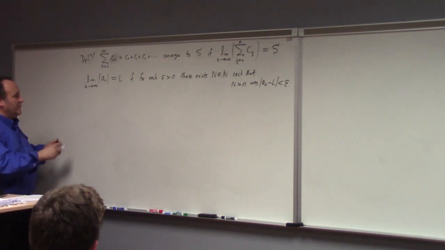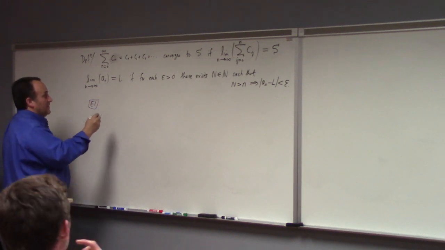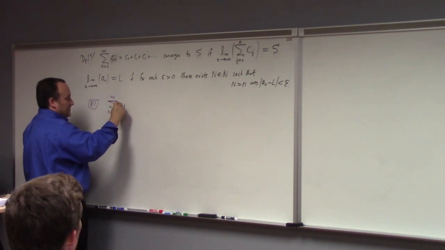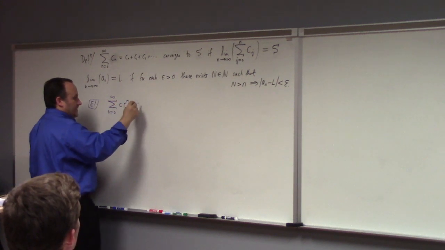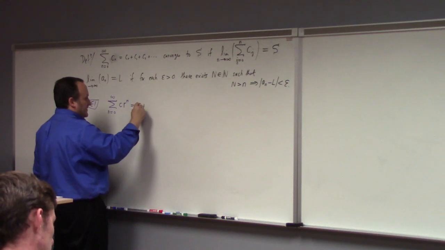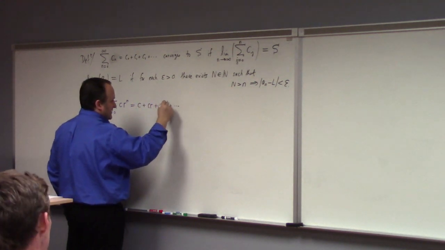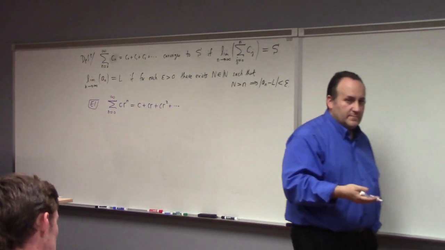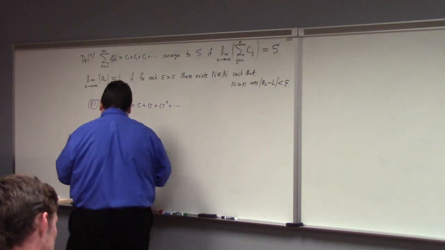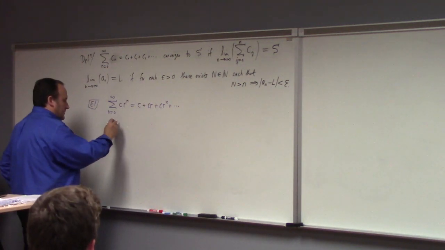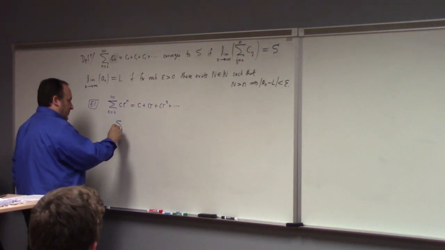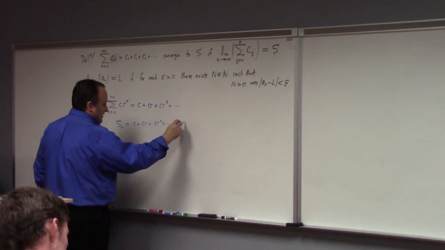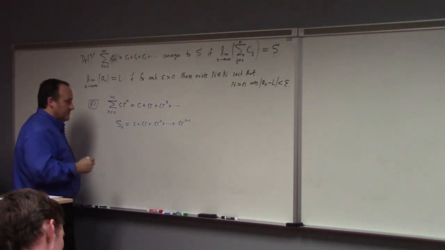Okay, so example one, this is an important example. We can study the sum from n equals 0 to infinity of C r to the n. So this would be C plus C r plus C r squared plus dot, dot, dot, and so forth, right? And we can ask the question, when does this series converge? You've almost done this in a homework already, right? If we use this notation for the nth partial sum, well, that would be C plus C r plus C r squared plus dot, dot, dot, plus C r to the n minus 1, right? There's the nth partial sum.